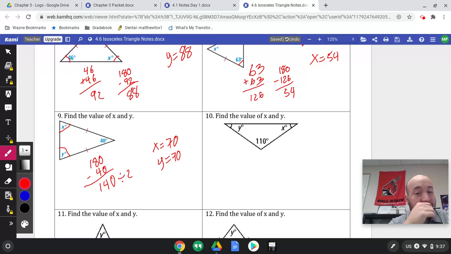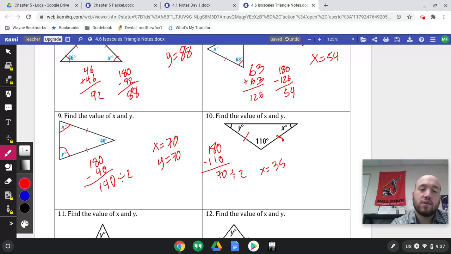This one, no sides are marked. However, if we wanted to, we could mark this side and this side, but we don't even need to. We know that 180 is how much there is total. X and y, once again, are the same. So we get 70. If we divide that by 2, we will get 35 for both x and y.